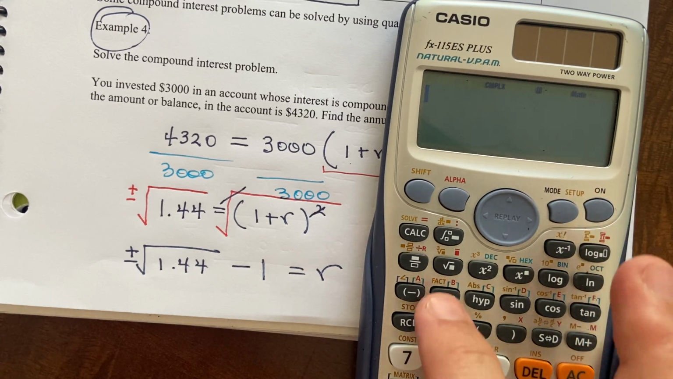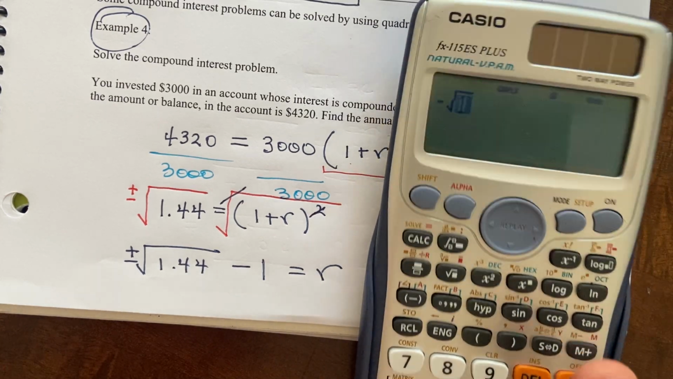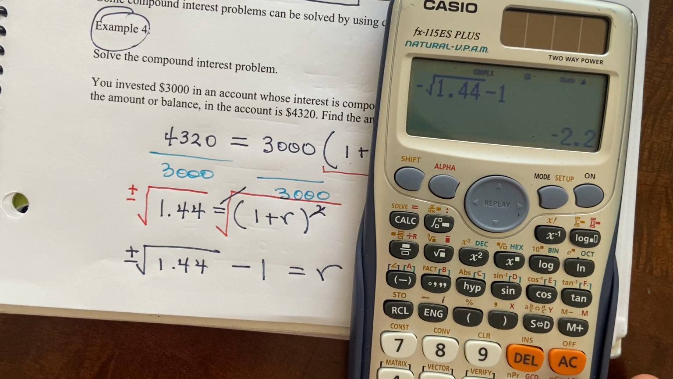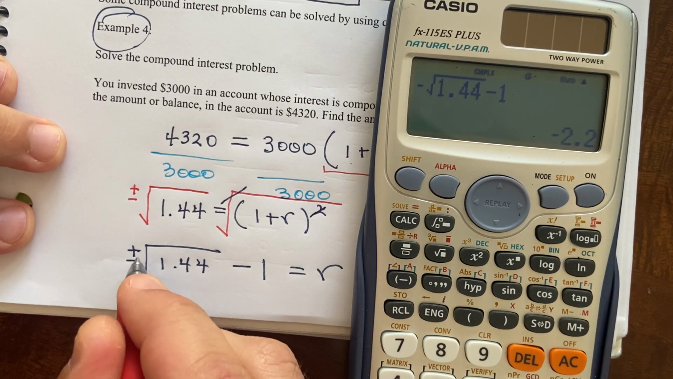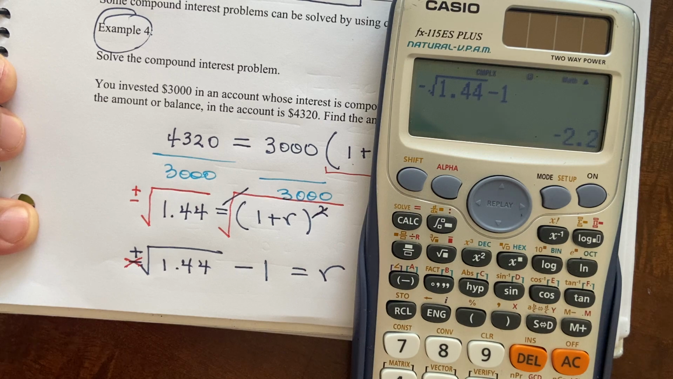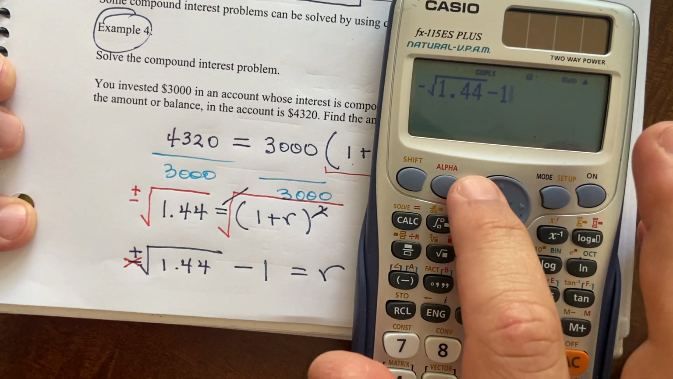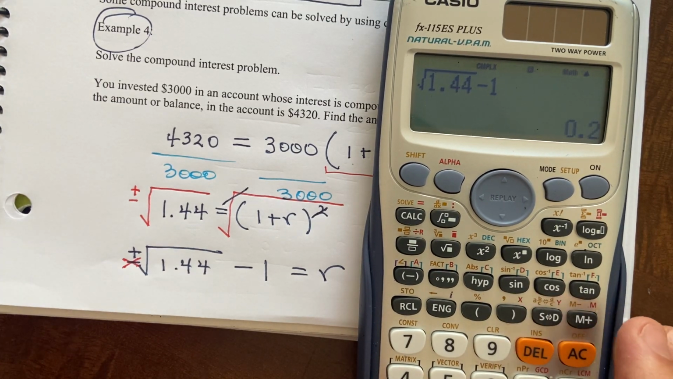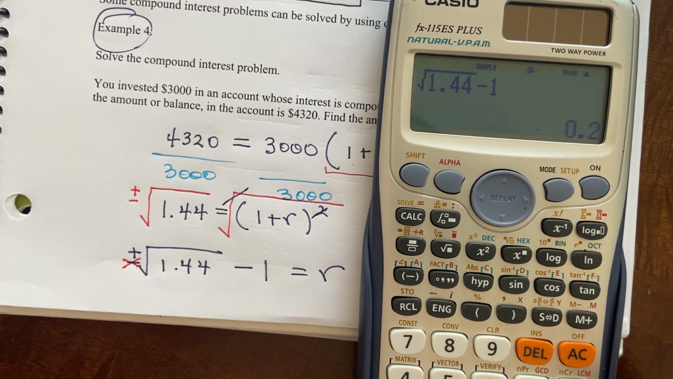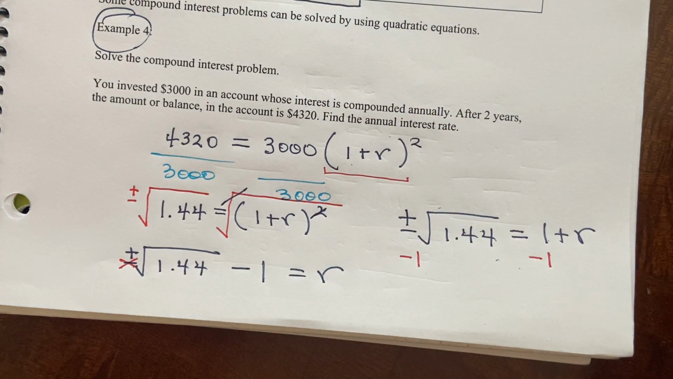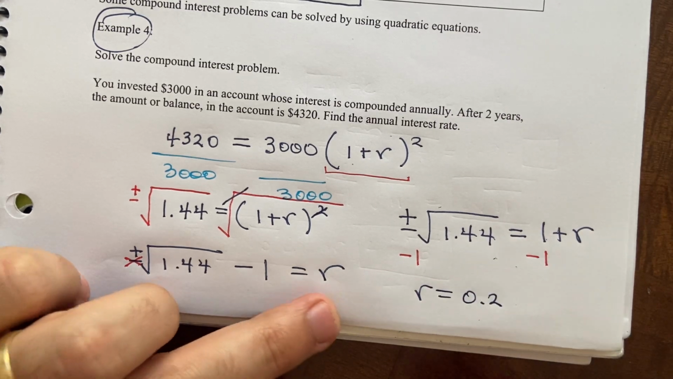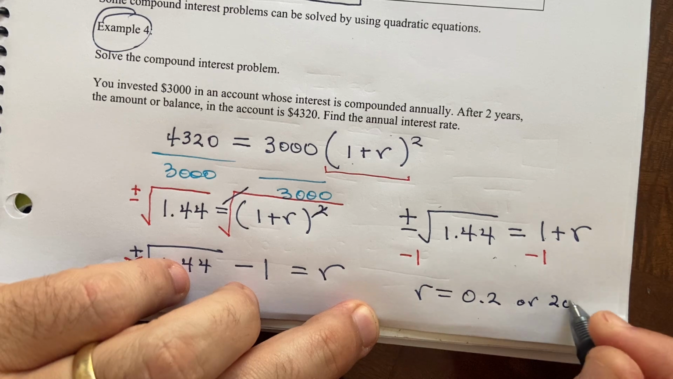So let me check in on these. If you have negative the square root of 1.44, and then you subtract 1, that would make r this number. So I believe we're going to just throw out this negative, because that led to a negative interest rate. If this were positive, then we get this as our interest rate, 0.2. Okay. So r would equal 0.2, and another name for that would be 20%.